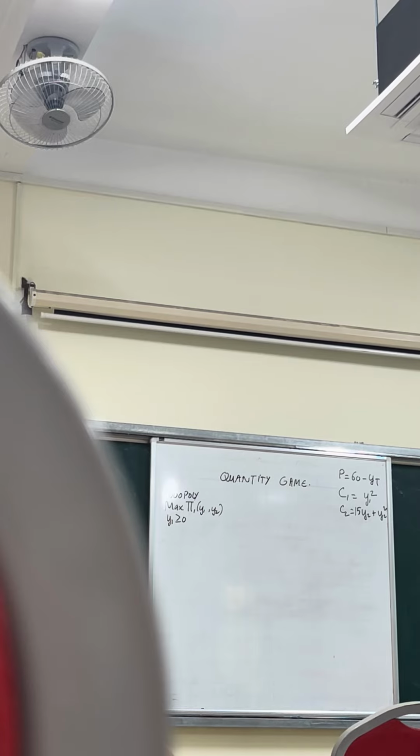Okay, good. Now, just look at Pi 1 first. Pi 1 is 60 minus y1 minus y2, all multiplied by y1, minus y1 squared. That is the profit function for firm 1.